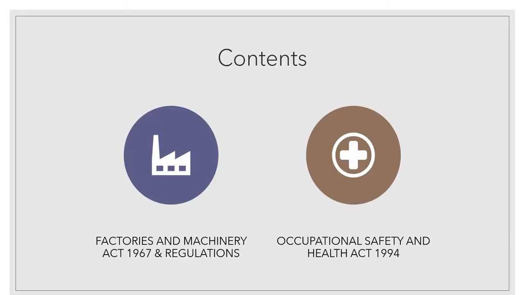Okay. So next, the content that will be covered for this chapter 2: there are 2 kinds of act and regulation that synonymously cover the safety and health field. The first is the Factory and Machinery Act 1967 and regulations, and the second one is the Occupational Safety and Health Act 1994, or we call it OSHA 1994.